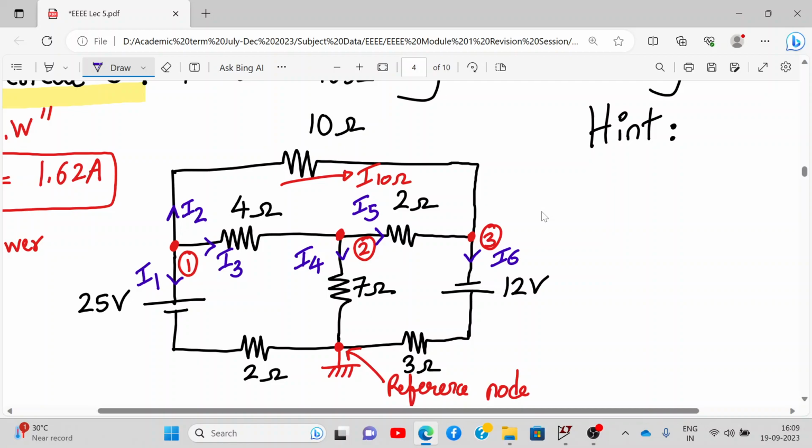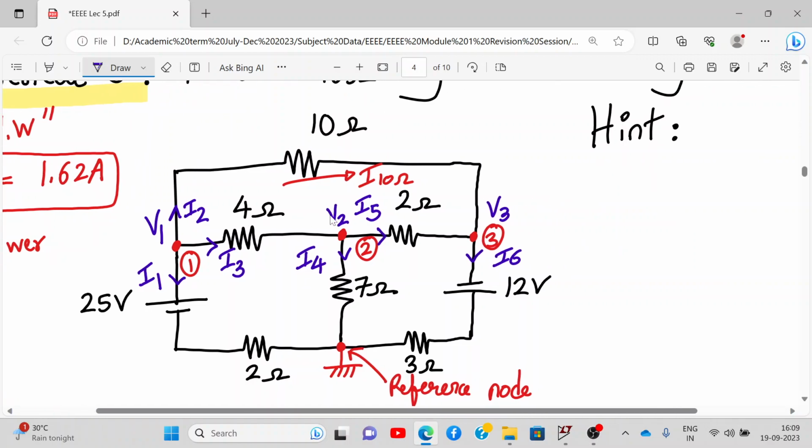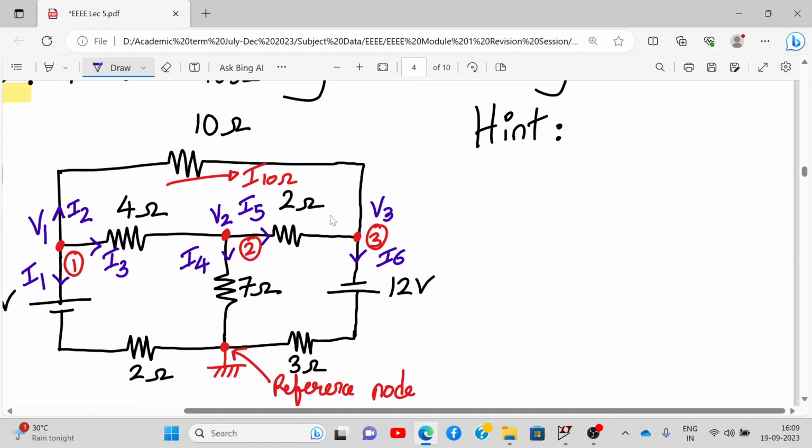Now we need to apply KCL at node 1, node 2, and node 3, and you will get the equations in terms of V1, V2, and V3. Find V1, V2, and V3, and finally I of 10 ohm will be V1 minus V3 upon 10. So this is what we get. Let me write down the values of V1, V2, and V3 so you can cross check it.